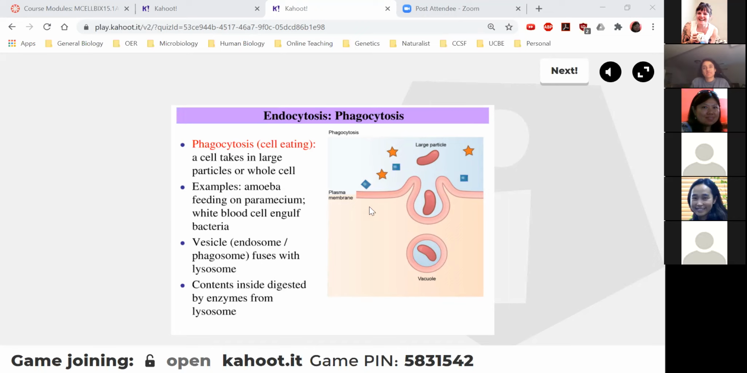Another example of phagocytosis: amoeba can feed on paramecium, and then paramecium can feed on bacteria. So in the natural world, if you're bigger, you eat the smaller guy, and then the smaller guy can eat somebody that's even smaller. But all this feeding is through phagocytosis. The vesicle that goes into the amoeba or paramecium is a food vacuole, and it also fuses with a lysosome, and then the content gets digested.